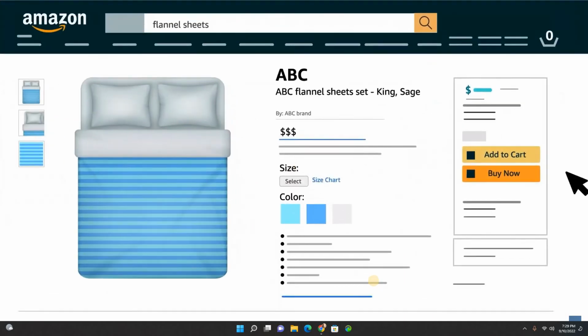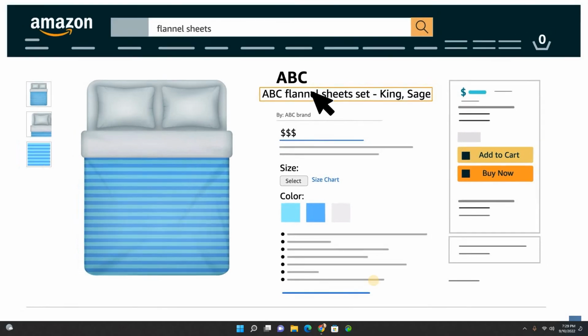In our previous example, the trademark ABC appears in the brand name or byline portion of the product detail page shown here. The ABC trademark also appears in the product name portion of the product detail page. ABC flannel sheet set, King, Sage.